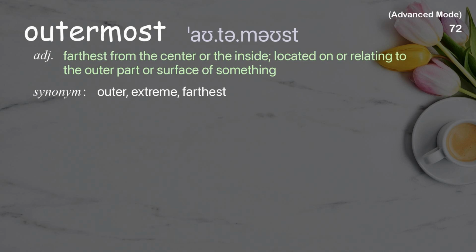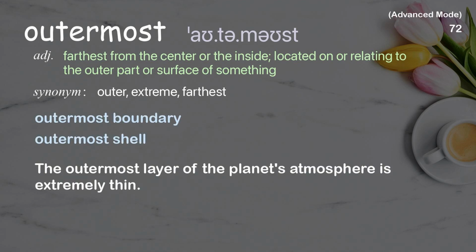Outermost. Farthest from the center or the inside, located on or relating to the outer part or surface of something. Examples: Outermost boundary. Outermost shell. The outermost layer of the planet's atmosphere is extremely thin.